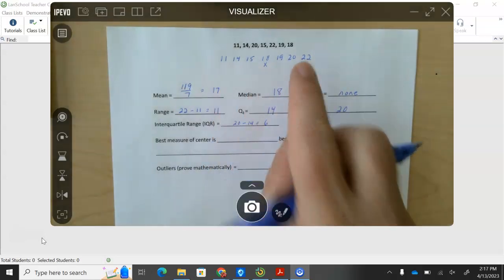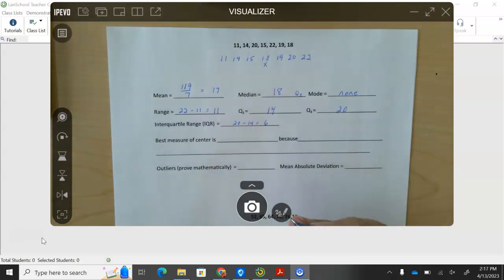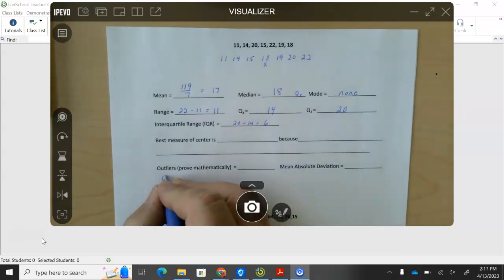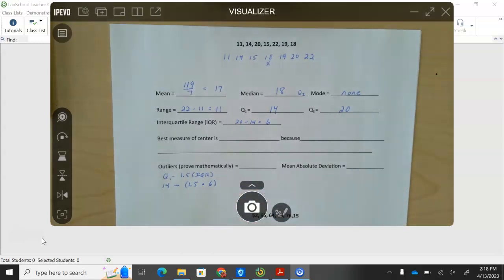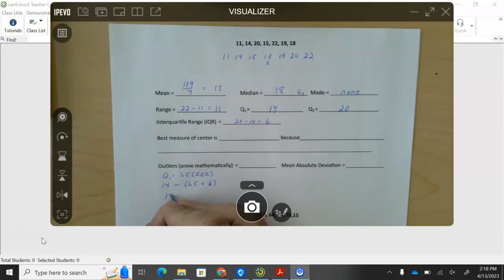Right now I'm looking at it and I'm thinking I don't have an outlier, but I'm going to go ahead and prove to make sure that I don't have an outlier. So to do that, remember we do Q1 minus 1.5 multiplied by the IQR. So my Q1 was 14 minus, and I'm going to do 1.5 multiplied by 6. That's 9. 14 minus 9 is 5. Is there anything that's 5 or lower?